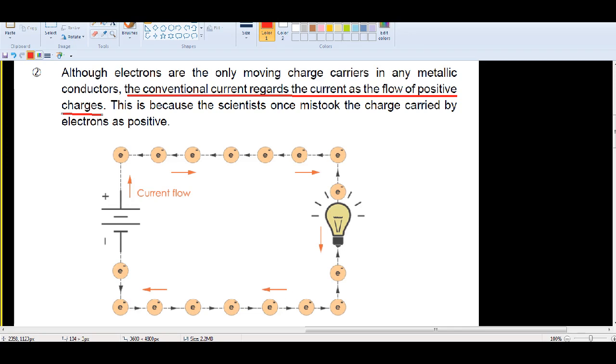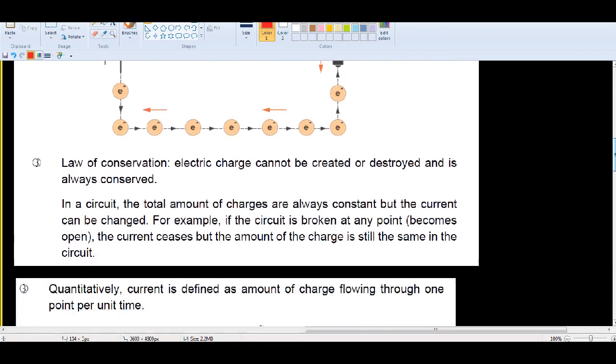You need to understand that when we draw current, it's always positive to negative, but you also need to understand the actual current flow. In 99% of circuits, it should be from negative to positive, right? That's what we call the actual current. But the conventional current, the current we draw, is from positive to negative. All right, that makes sense?